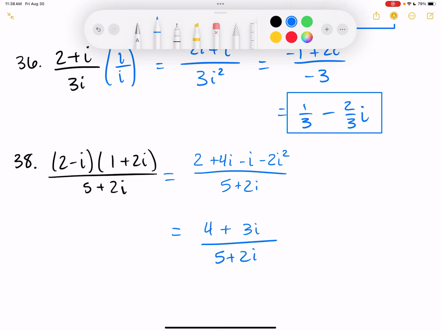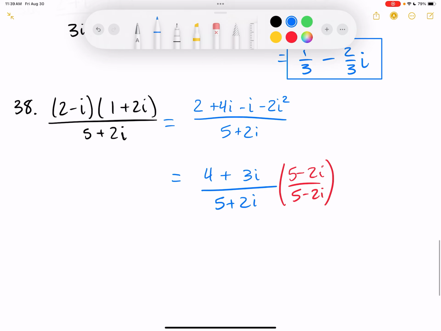Now what do I have to do? Multiply by 5 minus 2i. Yep, multiplying by the conjugate, 5 minus 2i, top and bottom. So on top, what do I get? 20 minus 8i plus 15i minus 6i squared.